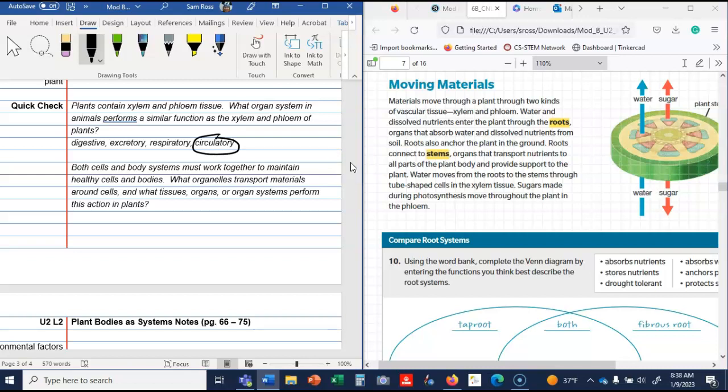Both cells and body systems must work together to maintain healthy cells and bodies. What organelles transport materials around cells, and what tissues, organs, and organ systems perform this action in plants? Okay, so in cells, it's the cytoplasm and the Golgi complex that transport materials throughout the cell. In the plant, it's the xylem and the phloem.